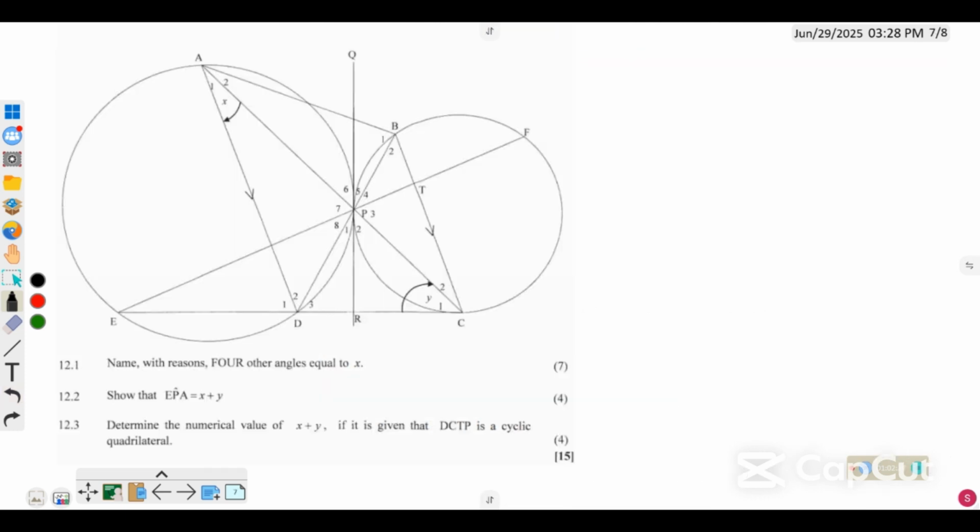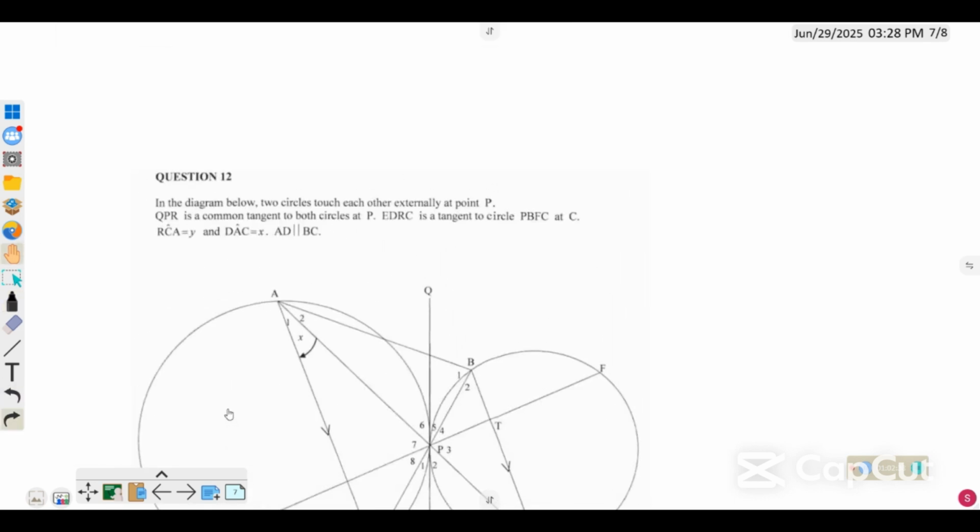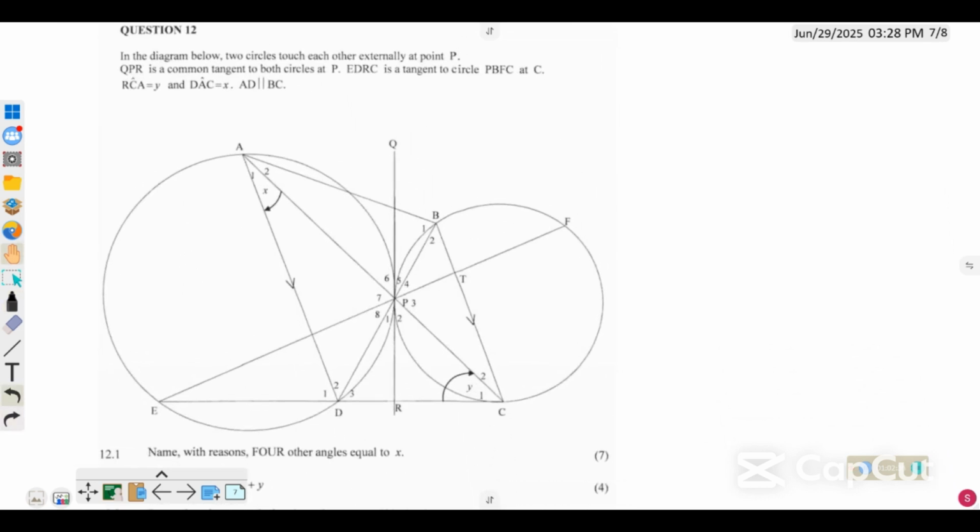Here's another one. Name 4 angles equal to x. What's the statement? I think I cropped it out. Oh, it's there. In the diagram below, two circles touch each other externally at point P. That's the point where the two circles intersect. QPR is a common tangent.